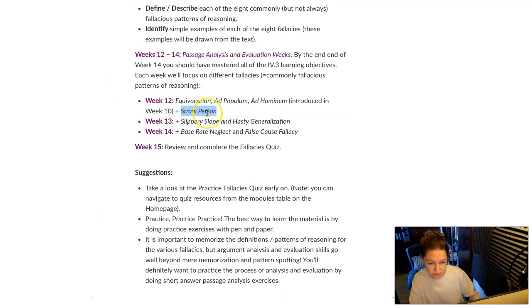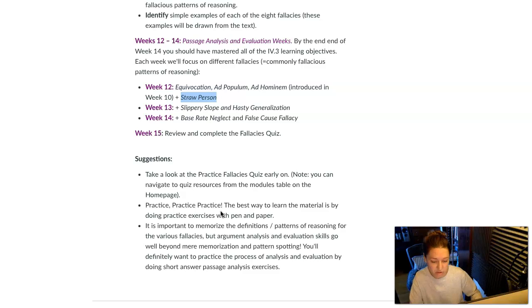And even though they're not worth a ton by way of points, you definitely want to practice these in your homework assignments, because you're going to see questions like this on the quiz and on the final exam. And so getting a chance to practice them in a low stakes situation is important.